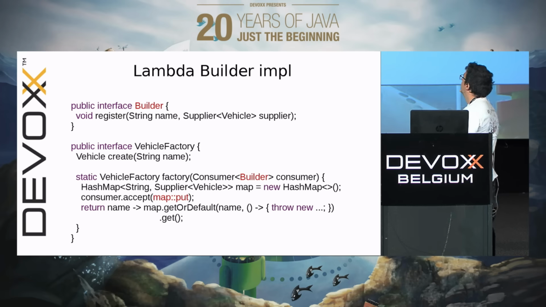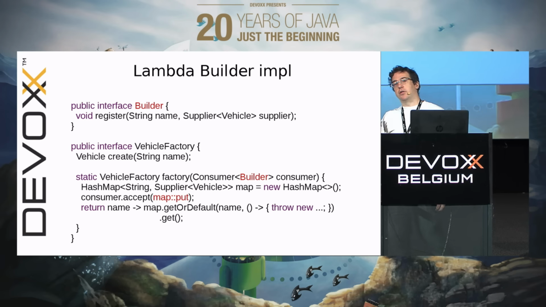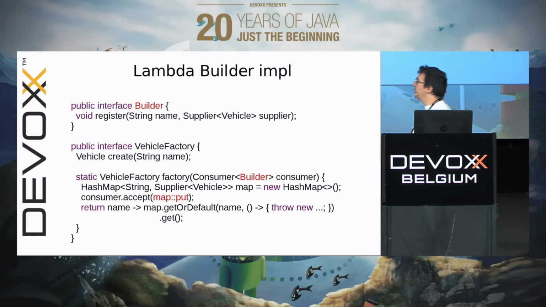Here is the code. I really like this kind of code. I will create my hash map. Register is equivalent to doing map.put on it. So map::put is my builder. And I will call consumer.accept with my builder. So at client side, I will receive a builder that will, when I call register, just do a map.put on it.